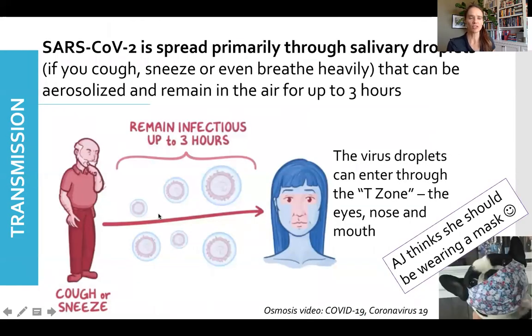So how is SARS-CoV-2 spread? Well, we know now that it's primarily spread through salivary droplets, and this can happen when people cough or sneeze or even breathe really heavily, because these aerosolized droplets can remain in the air for up to 3 hours. So we see this cartoon, this individual that is infected with SARS-CoV-2, has the disease COVID-19, is coughing. Those aerosolized droplets are in the air, and if they land on the T-zone of this individual, this cartoon woman, so if they land on the eyes, nose, or mouth, that virus will get in and infect this woman.